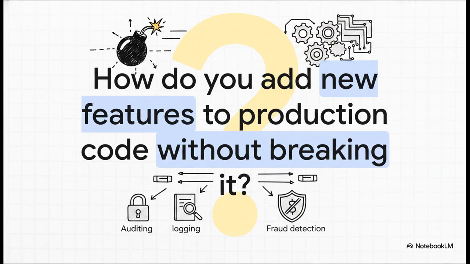All right, let's just jump right in with a scenario that I'm sure feels a little too real for some of you. You've just inherited a critical service. Maybe it's a payment processor. It works, it's been tested, and touching it feels like you're defusing a bomb. But now, product comes knocking. They need new features, logging, auditing, maybe some fraud detection. So how in the world are you supposed to add all this stuff without risking a massive production outage?